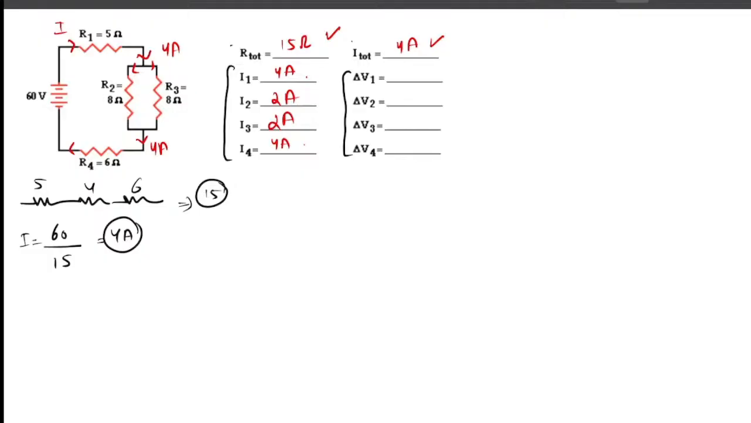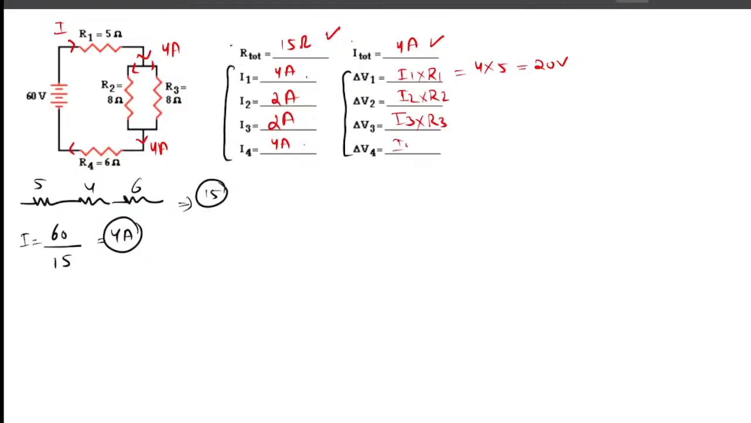Now moving on to the voltages or the potential differences. Potential difference is easy to find out. Delta V1 is going to be I1 into R1. Putting these values together, I1 is 4 amperes and R1 is 5, which is 20 volts. This is I2 into R2, I3 into R3, and I4 into R4.